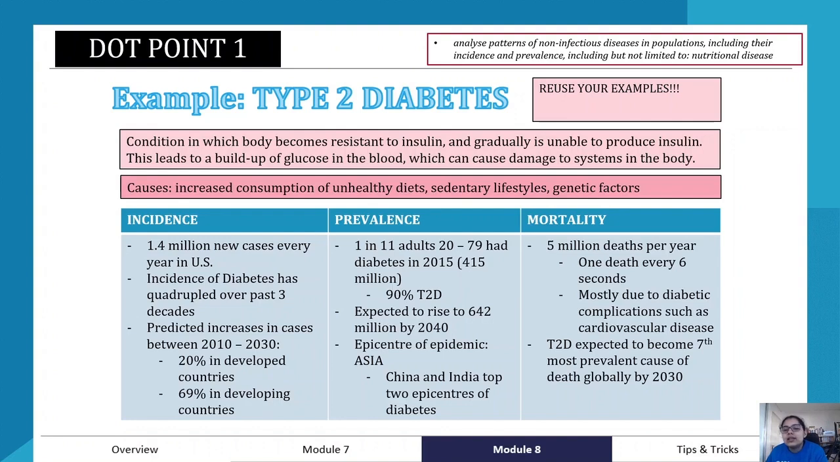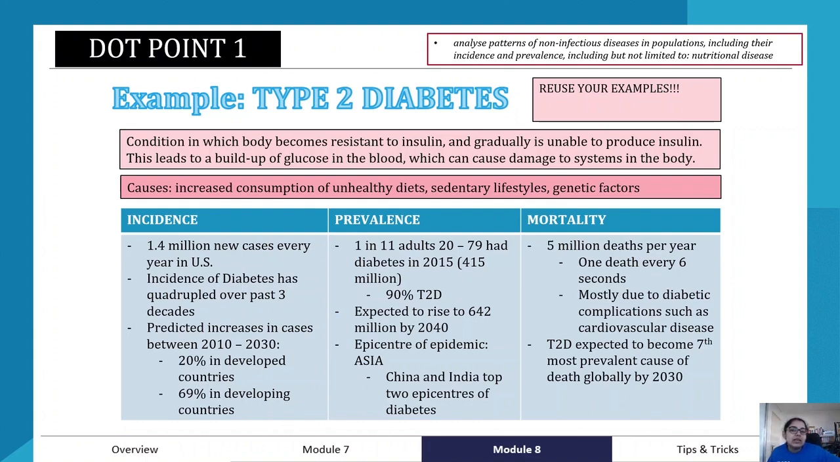Type 2 diabetes is a condition in which the body becomes resistant to insulin, and gradually becomes unable to produce insulin, which causes a buildup of glucose that damages systems in the body. So think back to the glucose homeostasis that we looked at. Insulin, remember, is the hormone that controls glucose levels. It reduces blood glucose levels by sending glucose off to the muscles and liver. However, there are two types of diabetes, of course.